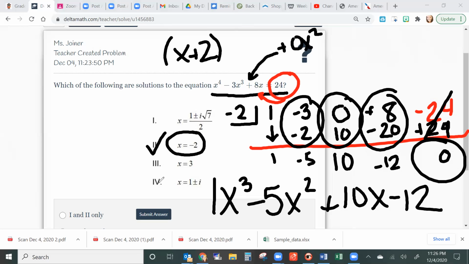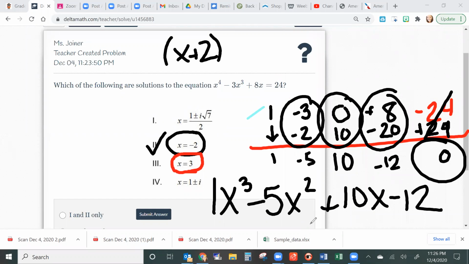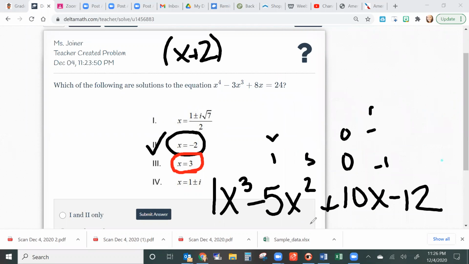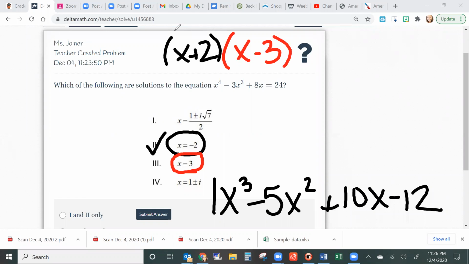Okay, now take a look at the answers that are left. They all kind of look difficult, so I'm going to pick the other one that looks kind of easy. I'm going to try this x equals 3. And keep in mind, I'm going to use this new shorter equation, not the original one. So I want to know, could x minus 3 be a factor? Because remember, I'm always letting it be the opposite of what x equals. Well, then if I put a 3 in the box, I'm going to have a 1x cubed minus 5x squared plus 10x minus 12.